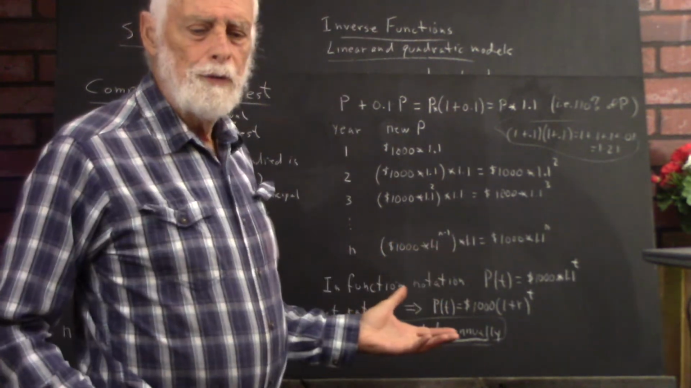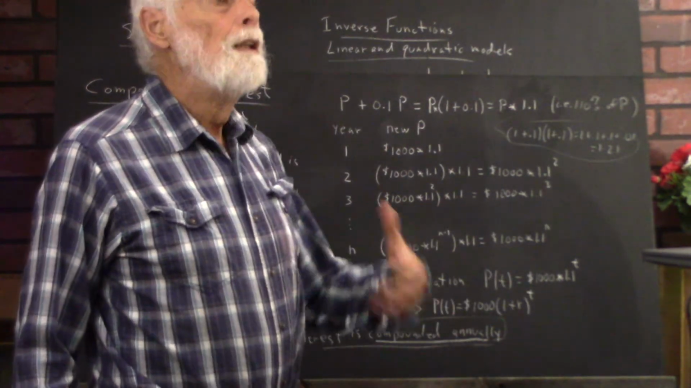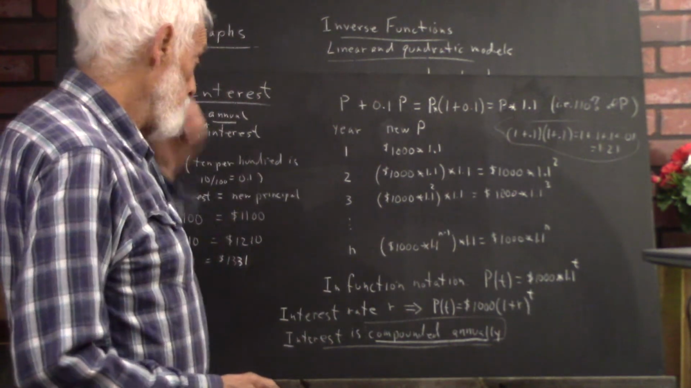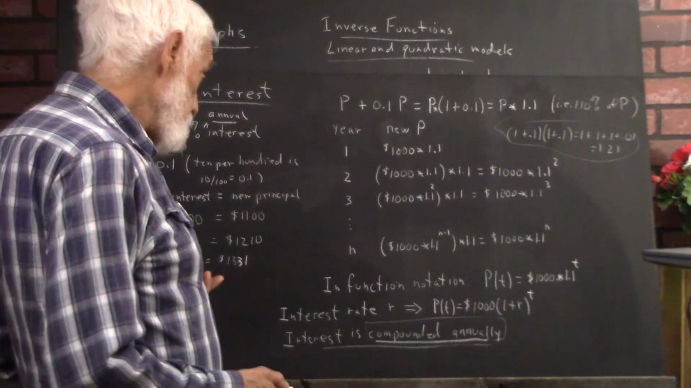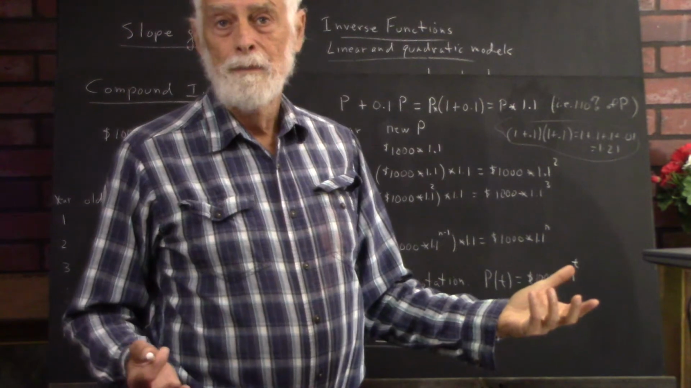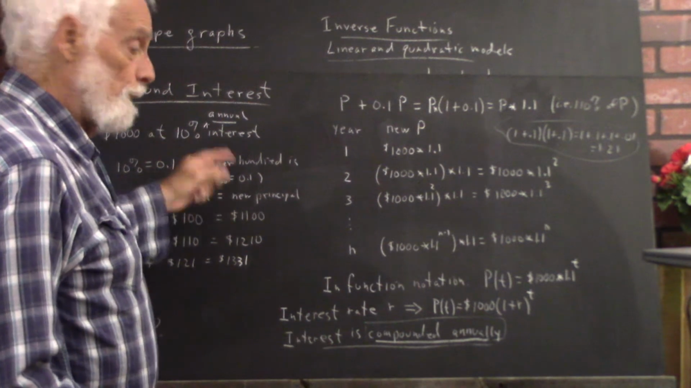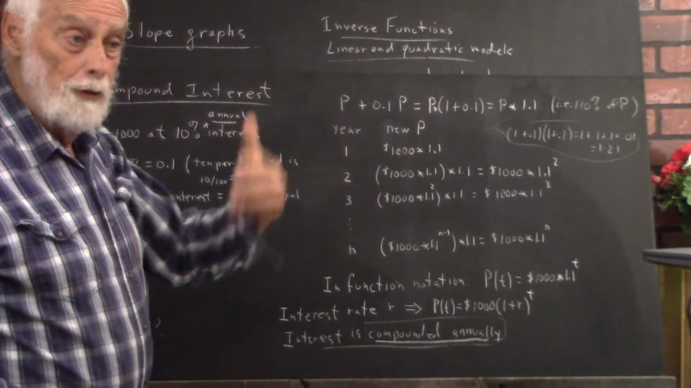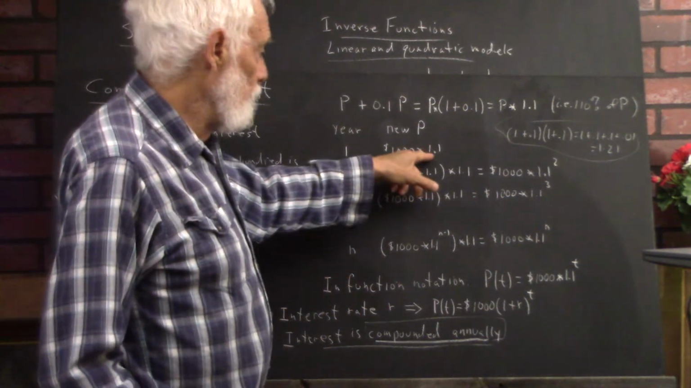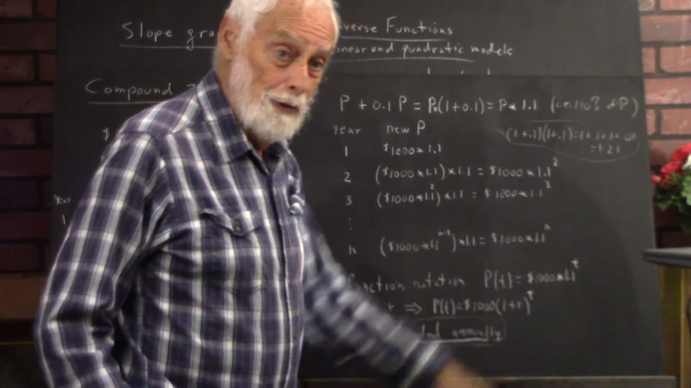Well, now what if our interest rate is not 10%? Because you're probably not going to find an interest rate of 10% in any safe investment in the current economic situation. What if the percent was 5%? Well, then 5% would be 5 per 100. 5 over 100 is 0.05. And when we add that to 1, we get 1.05 here. So we'd have 1,000 times 1.05 raised to the t.